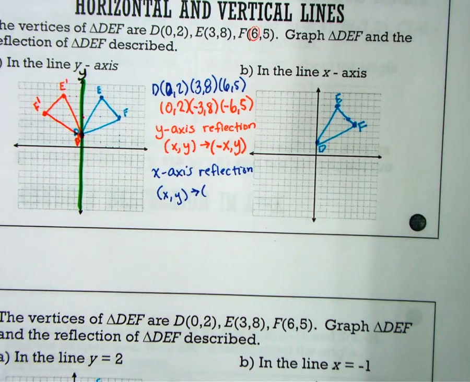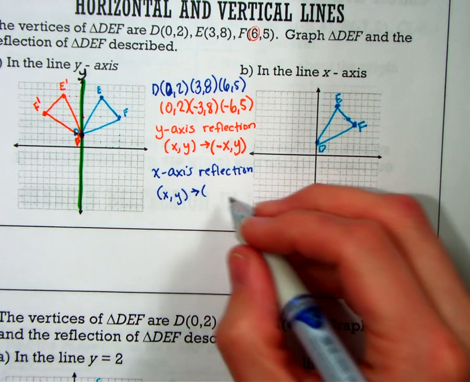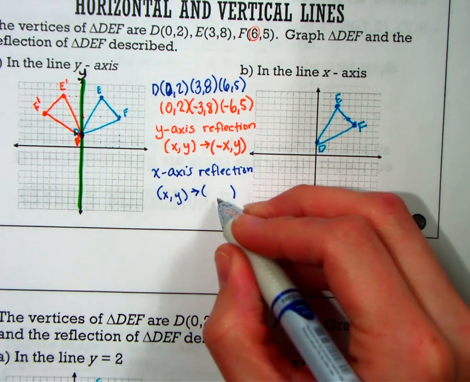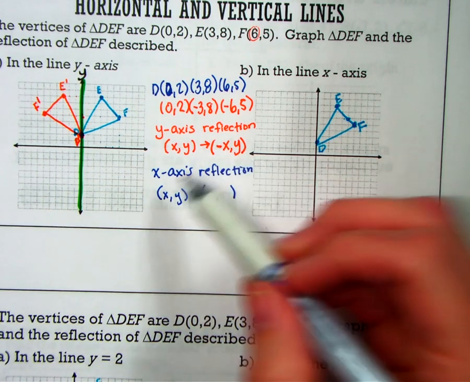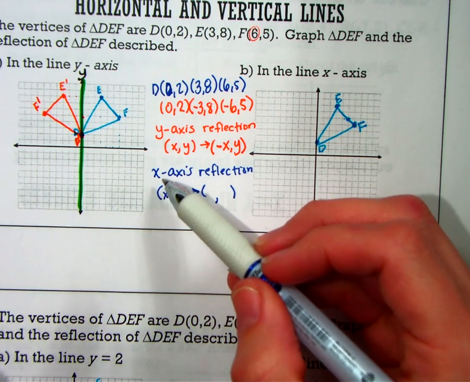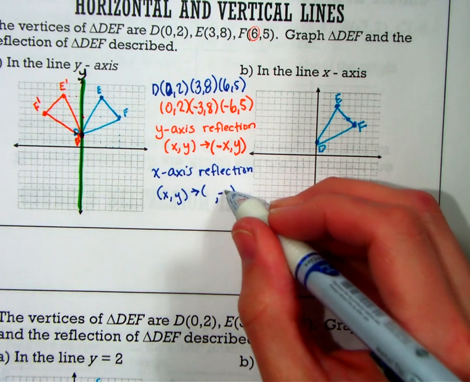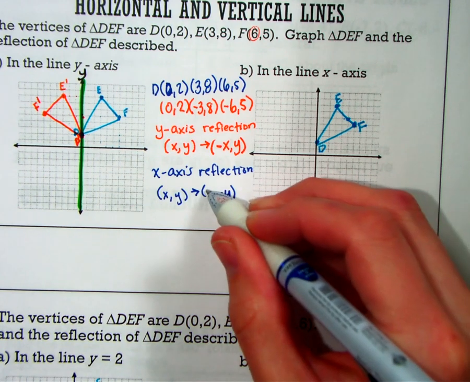Okay, so I'll slow down for that part so that we can get that last piece written in. So it takes every xy and changes. What do you think this time? Is it going to change the x or the y? It's going to change the y. So an x-axis reflection will actually change the y to be negative.